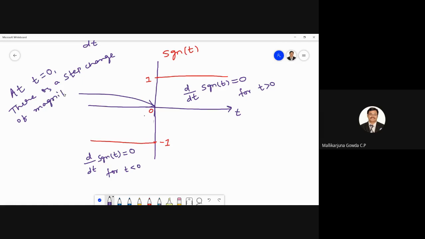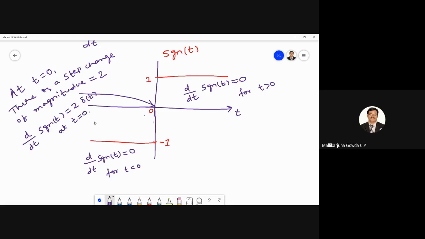Anyone can say how much it is changing? What is the change in magnitude at t equal to 0? That is from +1 to -1. How much, we can say it is? 2 units, sir. 2 units, right? It is 2. So what I can say is the derivative d by dt of sgn of t will be equal to 2 into delta of t, at t equal to 0.